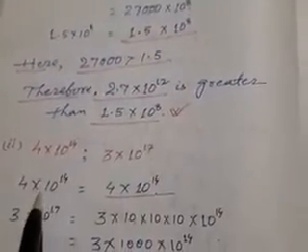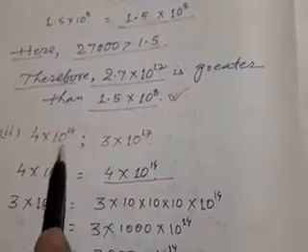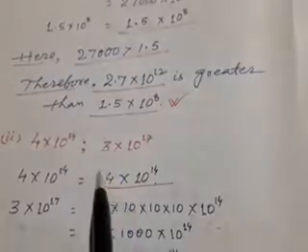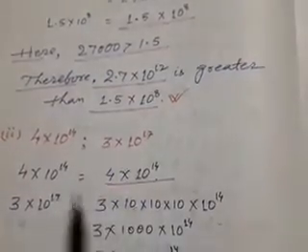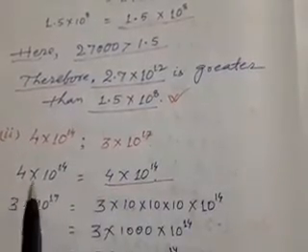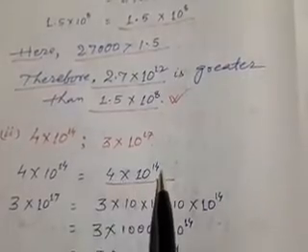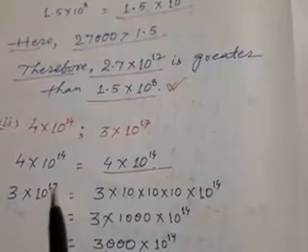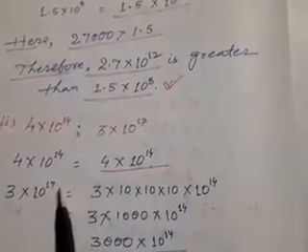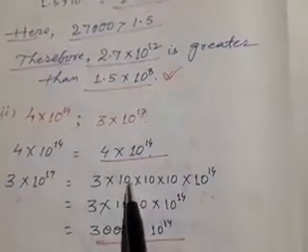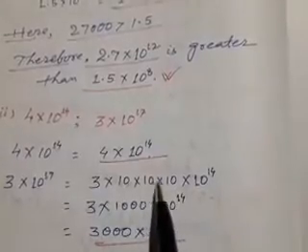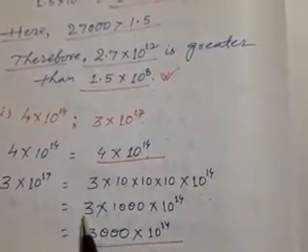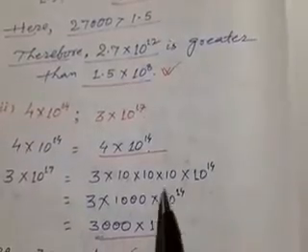Last question of this exercise is 4 into 10 to the power 14 and 3 into 10 to the power 17. We need to find which number is greater. Now we solve it. Here 4 multiply 10 to the power 14, and here 17 is written, so we write 3 into 10 into 10 into 10, or 10 to the power 3 multiply 10 to the power 14. We find 3000 into 10 to the power 14.